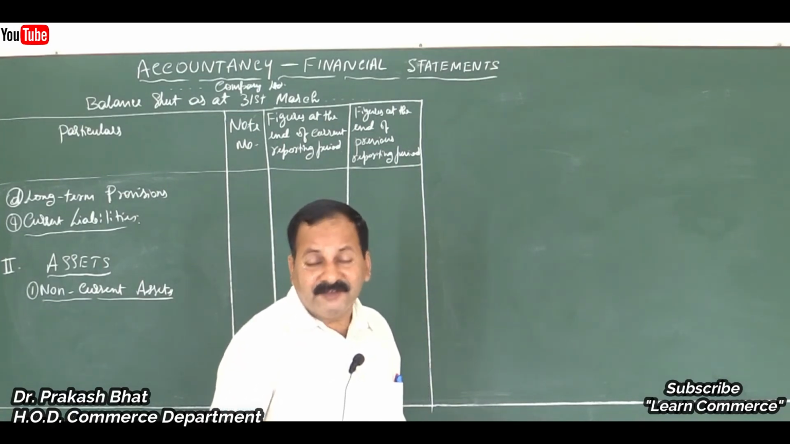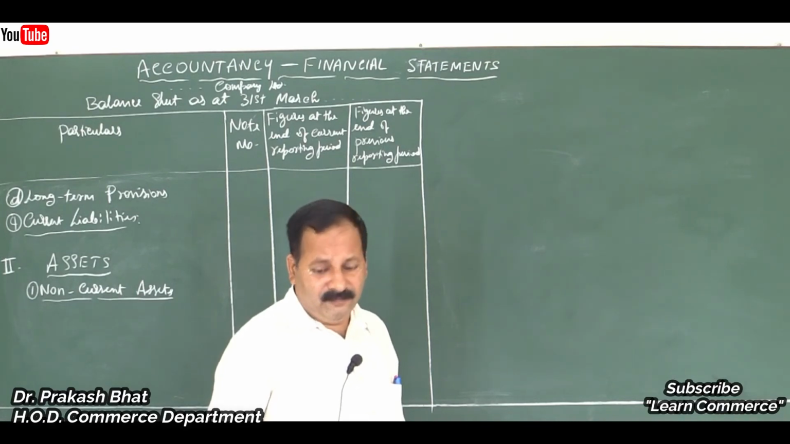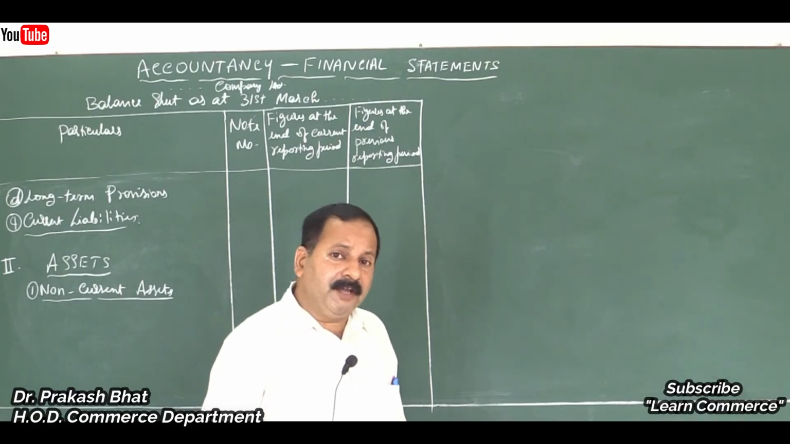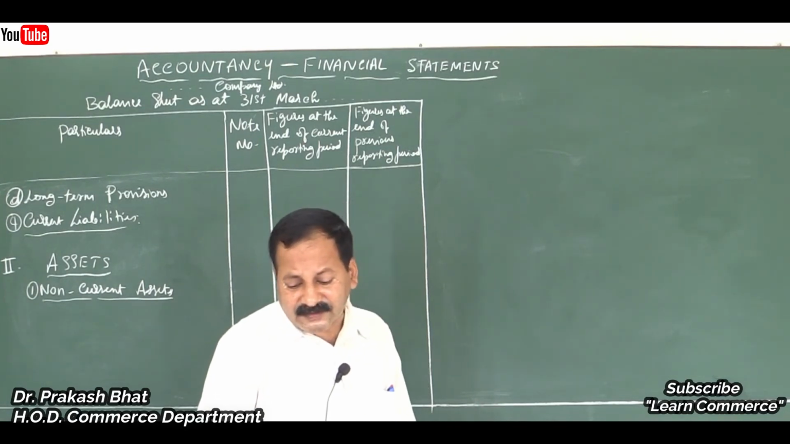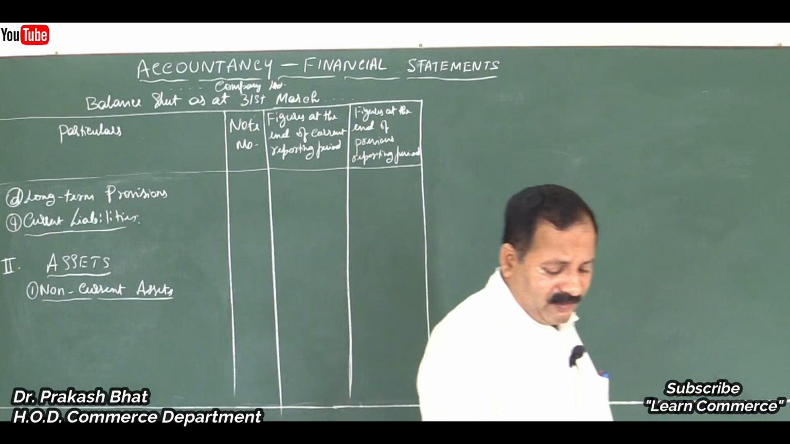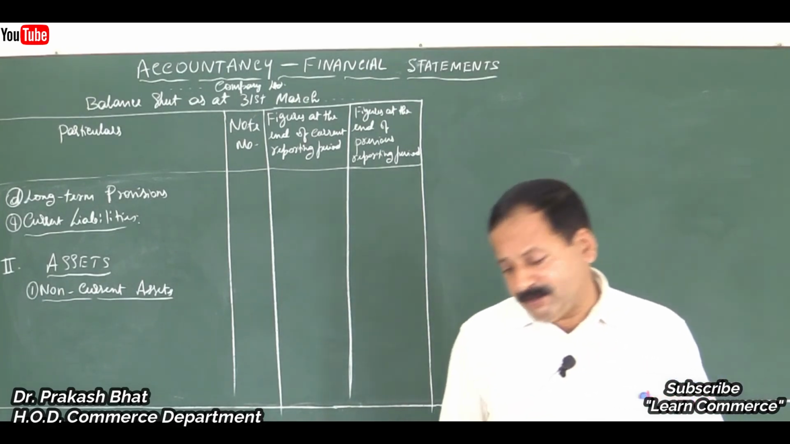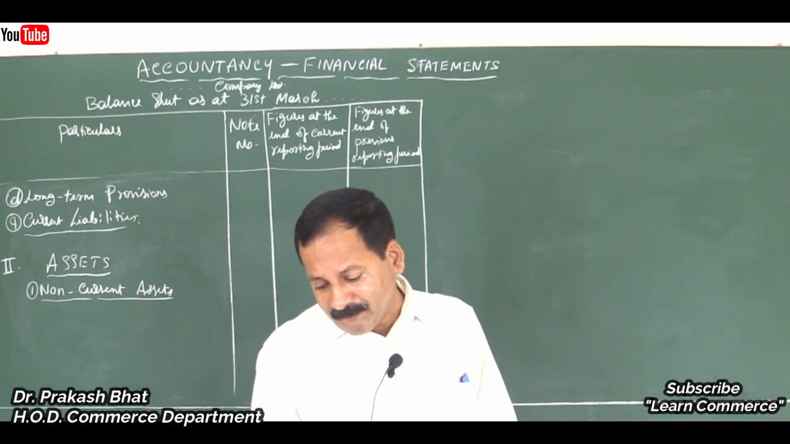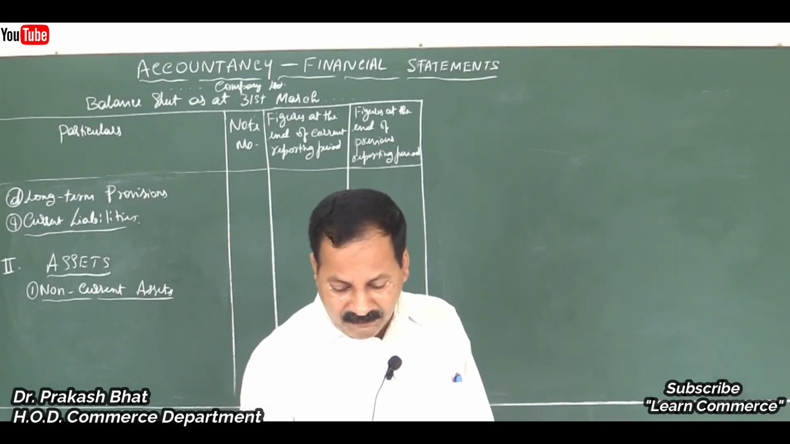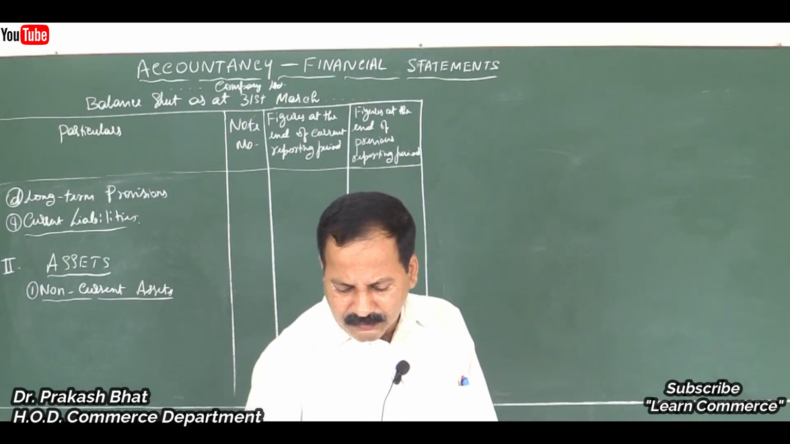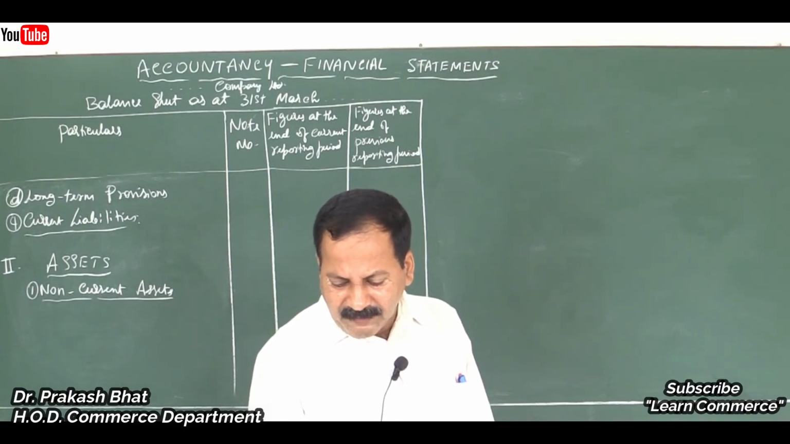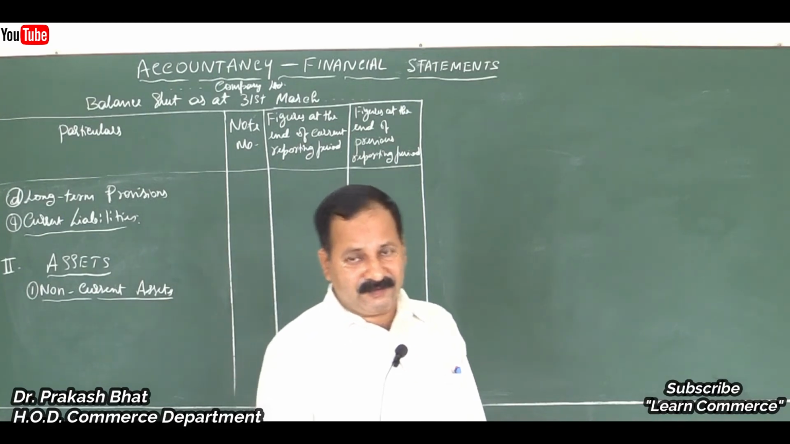Short-term loans and advances: the loan given with the term of which is less than 1 year. Mostly the loan given to the debtors or whatever it is comes under this category. Then other current assets, that is the asset which has a life of less than 1 year, comes under other current assets. With this, your balance sheet comes to an end. I explained almost all the points under this. Now we'll move on to the statement of profit and loss in the next class.